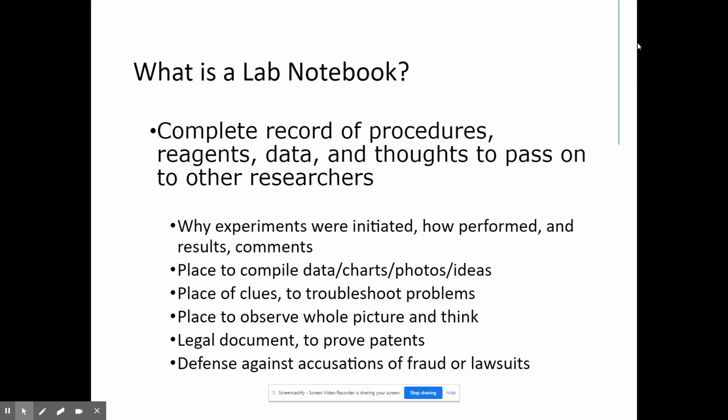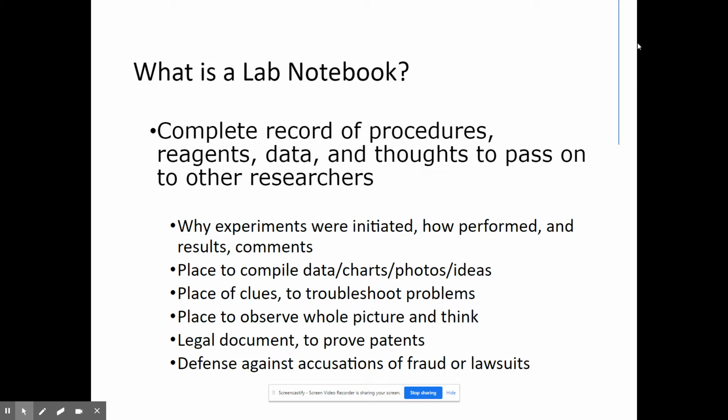So, why experiments were initiated, how they're performed, results, comments. It's a place to compile all of their data, charts, photos, ideas, a place of clues to troubleshoot problems. If you want to go back into history, you can even see all different kinds of people's lab notebooks. Even Marie Curie's lab notebooks and everything that she did on her research and radiation is being held in a concrete vault. You have to wear a nuclear suit to be able to access it. But you can still go and see all of her papers, everything that she did. So it's important to record it and keep it.